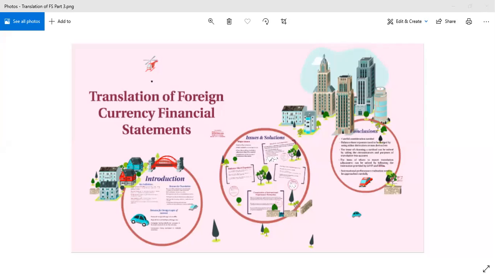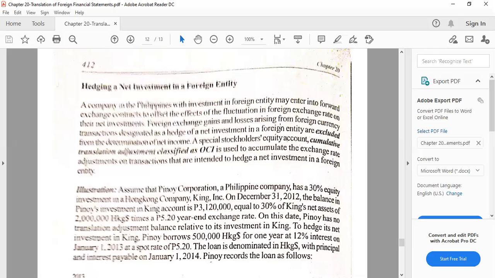So this is timely because we are discussing translation of foreign currency financial statements, which are the financial statements and reports of foreign currency operations, whatever subsidiaries, branches, or associates that are in other countries or operating in foreign countries. Now, let us go to our source once more. This is just going to be a short discussion or video.